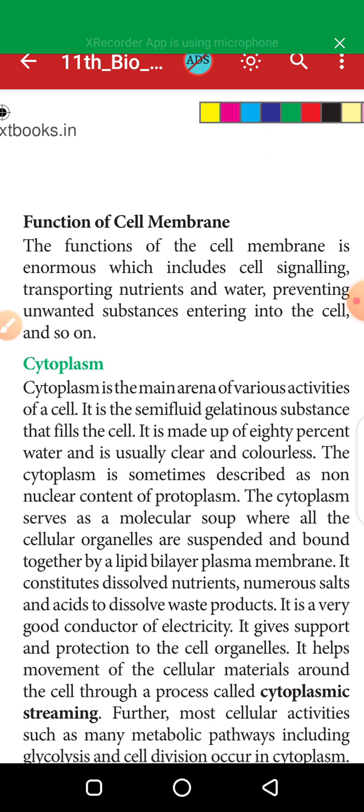Functions of cell membrane. The functions of cell membrane are enormous, which include cell signaling, transport of nutrients and water, preventing unwanted substances entering into the cell and so on.